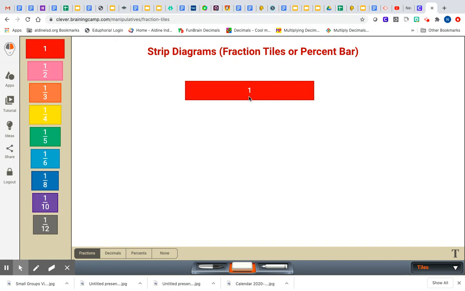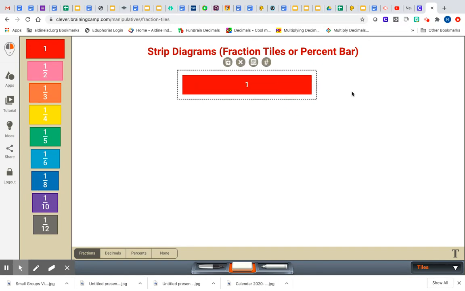All right. So with the strip diagram, we always know that it's always going to be out of a whole. Okay. So right here, I have one whole represented on the screen. Now, a strip diagram looks a lot like a number line, but it is represented as a large rectangle.